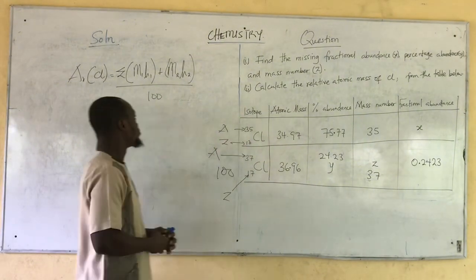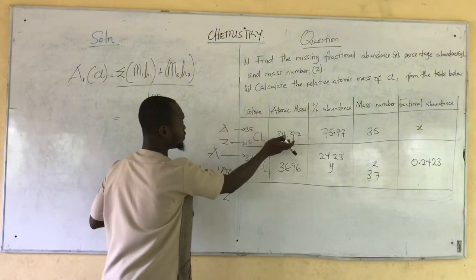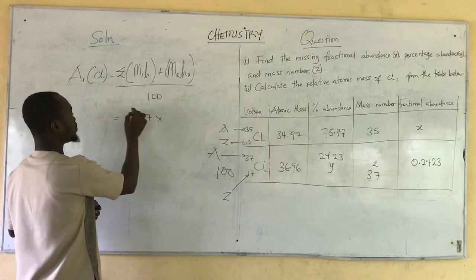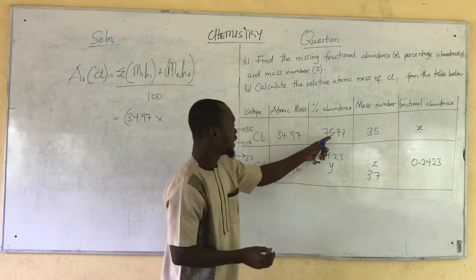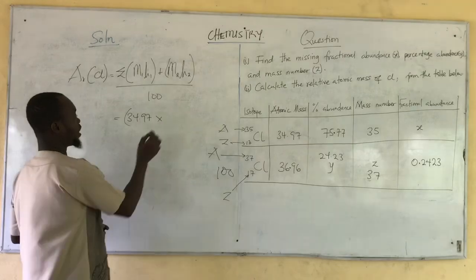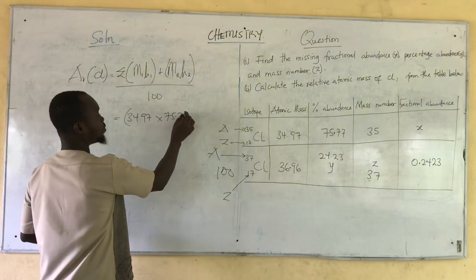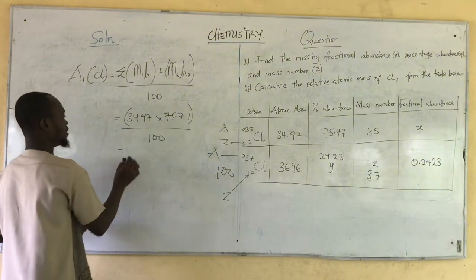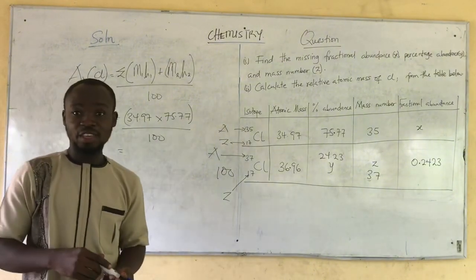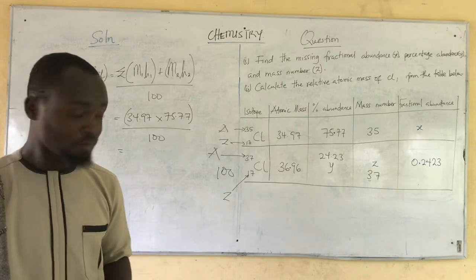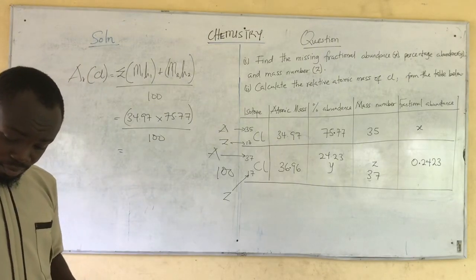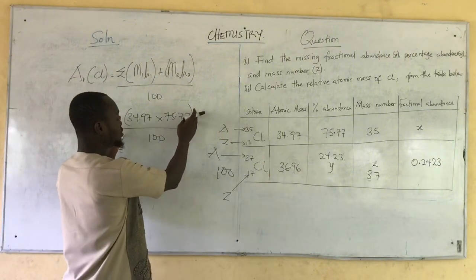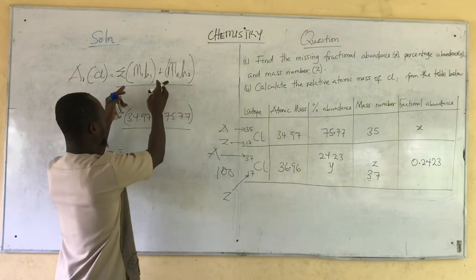Is that okay? So for the first one, since the atomic mass is given, let's use the atomic mass. So we have 34.97 multiplying the abundance of that one, which is 75.77, all divided by 100. Is that okay? So once we get here, it is just mathematics and calculation. So this is the information for the first one.